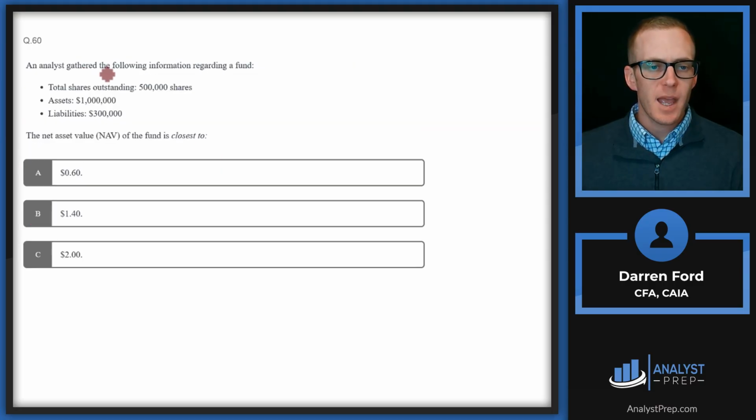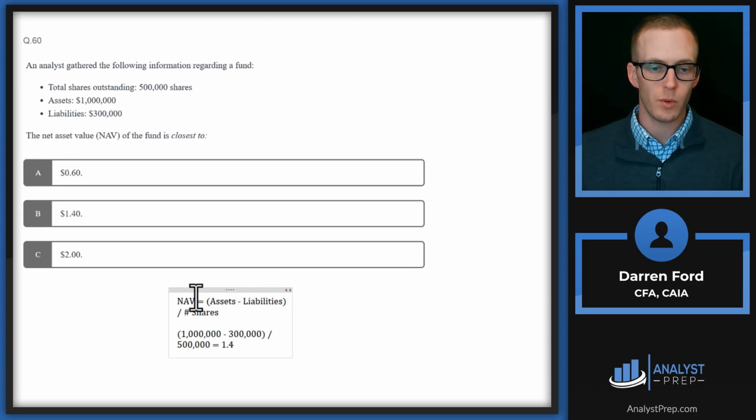An analyst gathered the following information regarding a fund. Total shares outstanding, 500,000. Assets, liabilities. The net asset value of the fund is closest to. This is going to be a pretty straightforward calculation. We'll do assets minus liabilities, divide by number of shares, which we're given all those inputs. Gives us a NAV of B, 1.4.